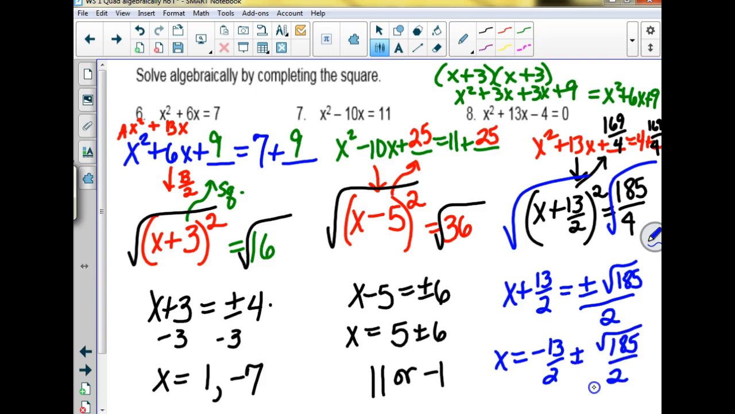Now, we should probably check if 185 simplifies. What's the only thing you can maybe think of that goes in there? 5, because it ends in a 5. 5 goes in there how many times? 37 times. Is either one of those nice, right? Going to be a square root. So we're done. Thank goodness, right? No decimals. Wants exact answers.